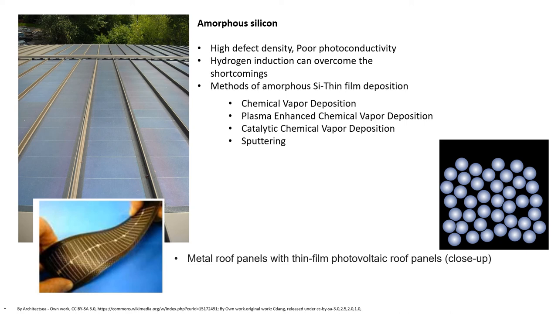The different techniques for deposition employed for amorphous silicon are chemical vapor deposition, plasma-enhanced chemical vapor deposition, catalytic chemical vapor deposition, and sputtering. Sputtering allows direct deposition of amorphous silicon onto the substrate without hydrogen, therefore also known as hydrogen-free deposition.